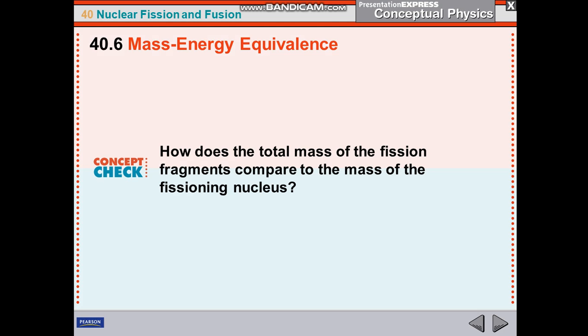Okay, a concept check question here. How does the total mass of the fission fragments compare to the mass of the fissioning nucleus? Try to answer this question.